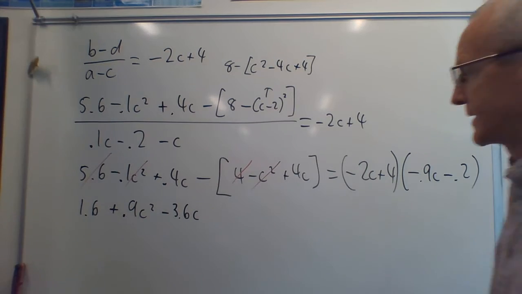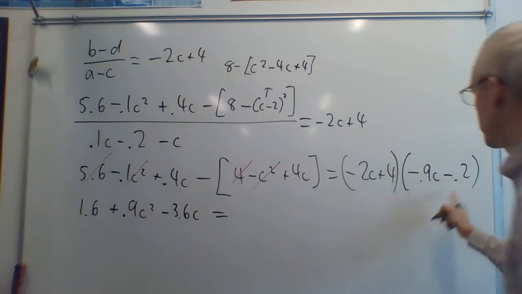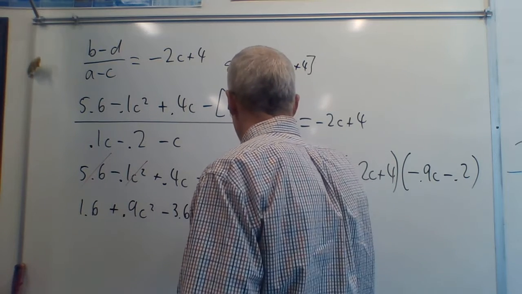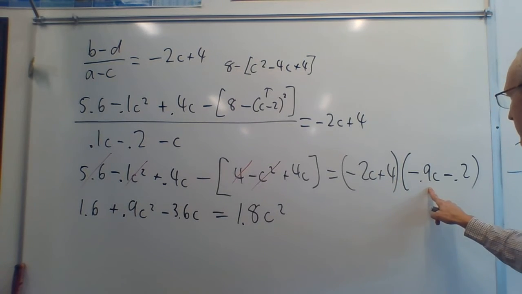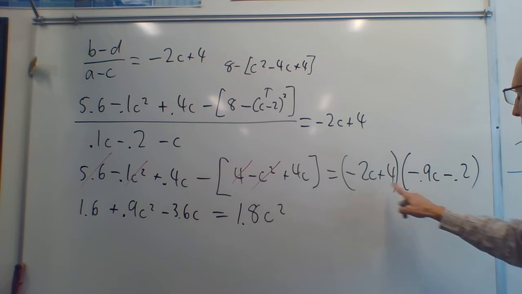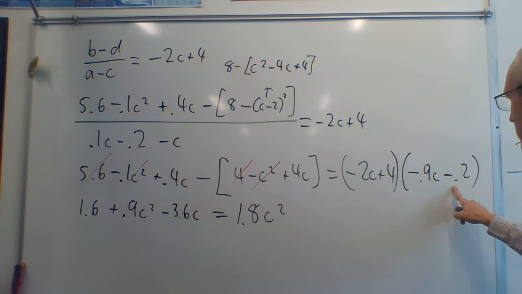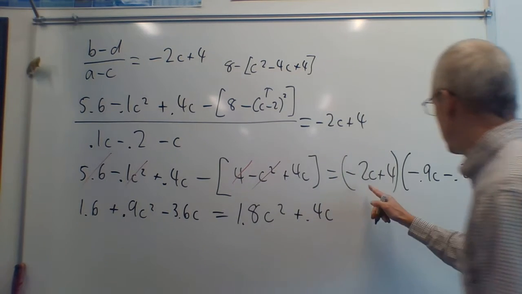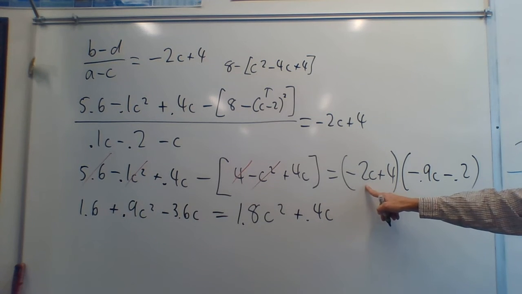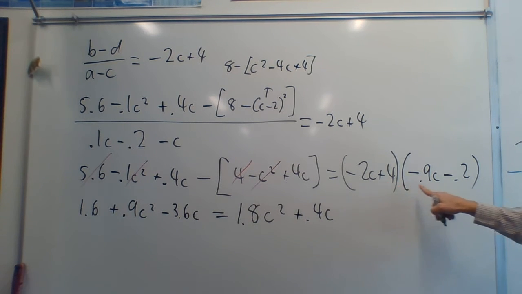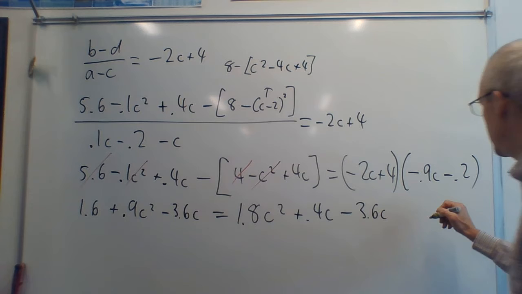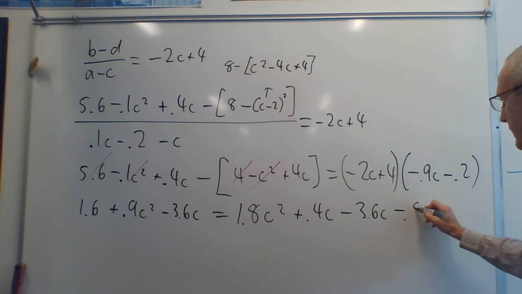And that is equal to the other side. So we got to multiply those two things together. Negative 2c times negative 0.9c is positive 1.8 c squared. So 1.8 c squared, right? 2 times 0.9 is 1.8. Negative times negative is positive, yep. Negative 2c times negative 0.2 is positive 0.4c. Then 4 times negative 0.9c is minus 3.6c. 4 times negative 0.2 is minus 0.8.